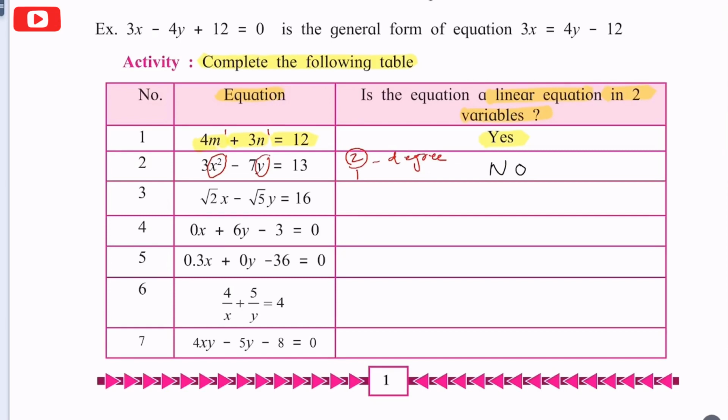Next, root 2x minus root 5y equal to 16. Now let us see the power of x. Root 2 into x raised to 1, the index is 1. Minus root 5y, y can be written as y raised to 1, index is 1. So the maximum of 1 and 1 is also 1. So the degree of the equation is 1.